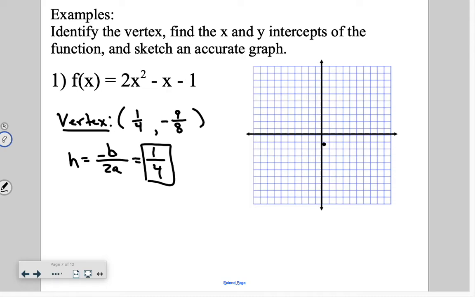Okay? So now let's find some other points, and that's where you would have stopped back in chapter 1. We would have said, all right, we've got the vertex, now let's just sketch it in from there. We're going to add a few more points this chapter. So let's find the x-intercepts next. In this case, remember that's when y equals 0. So I'm going to take the equation, 2x squared minus x minus 1, and we're going to set it equal to 0, and then we solve.